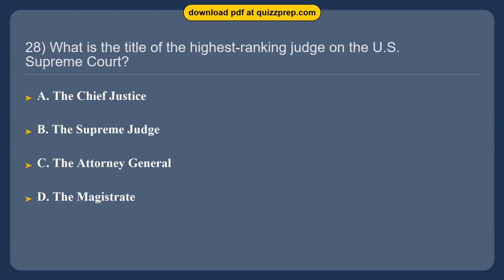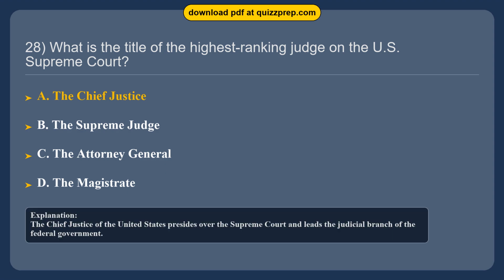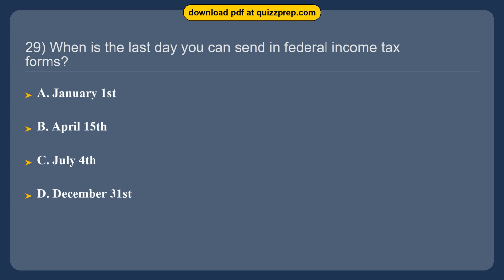Question 28. What is the title of the highest-ranking judge on the U.S. Supreme Court? Option A, the Chief Justice. Option B, the Supreme Judge. Option C, the Attorney General. Option D, the Magistrate. The correct answer is option A, the Chief Justice. The Chief Justice of the United States presides over the Supreme Court and leads the judicial branch of the federal government.